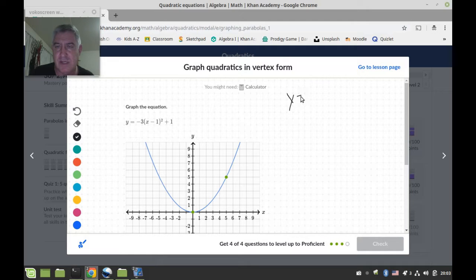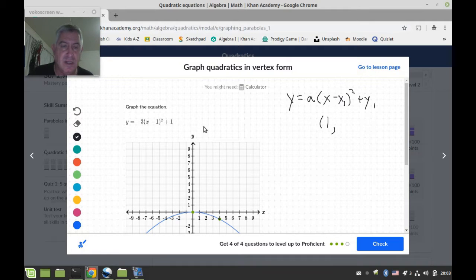Here we go. y equals a times x minus x1 squared plus y1. My coefficient here, a, is -3, so I know it's going to open down. Okay, and I have x minus 1, so x1 is 1, and plus 1, plus y1, I know my y is 1, so my vertex is at 1, 1.